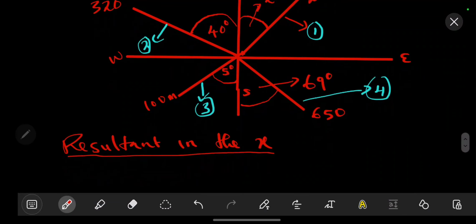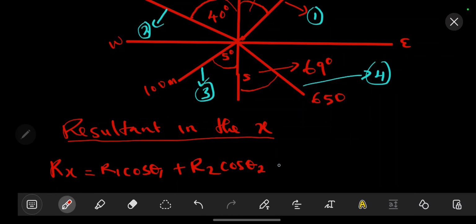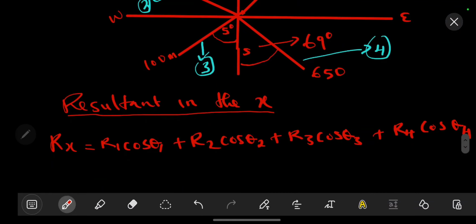So doing this, we can now say the resultant in the x should be equal to r1 cos of theta 1. Remember, the x component is associated with cos, plus r2 cos of theta 2, plus r3 cos of theta 3, then plus our r4, then the cosine of theta 4. Then we are just going to be replacing from now.